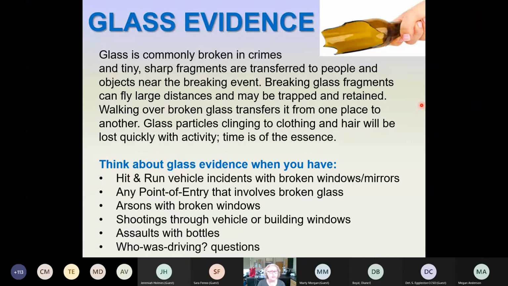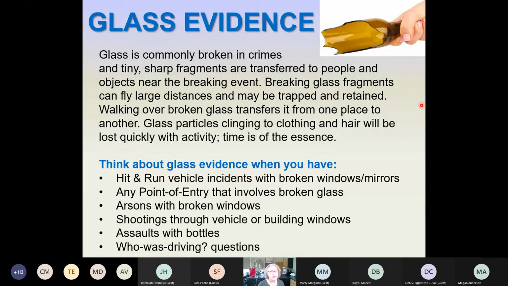Or if they had glass in their shoe tread, or it was kind of being tracked into another location, possibly even into their home, their doormat, the car mat where they're putting their feet, those are great places to look for transferred glass evidence. We'll talk about that more in a little bit.